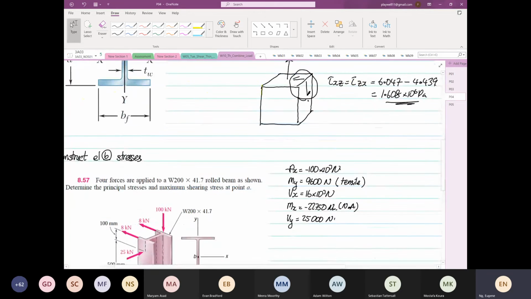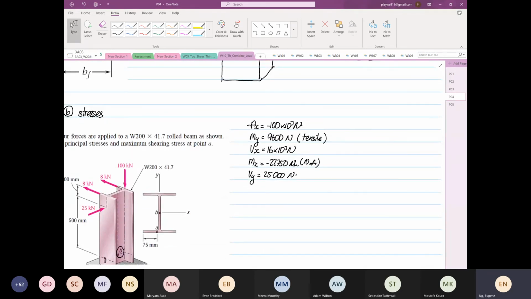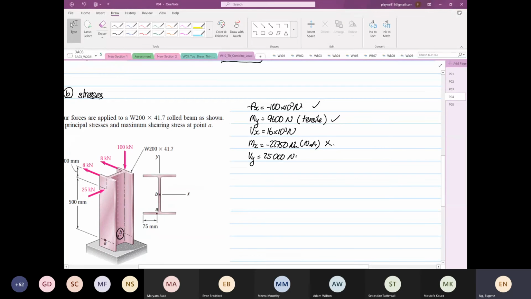So we're going to write what will affect the normal stresses. The normal stresses are going to be affected by this, and by this, and this is not affected because it's at the neutral axis. So we are going to do stress x at element B. So this is going to be Px divided by A, then plus My over Iyy multiplied by z.